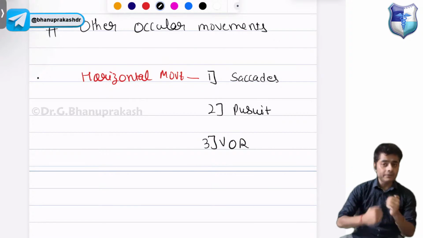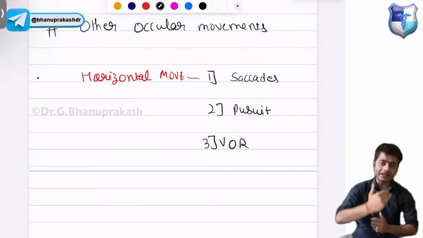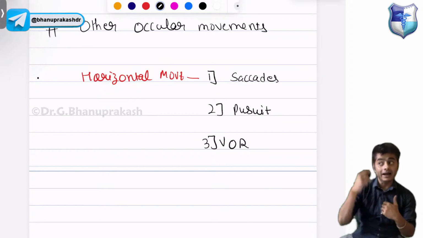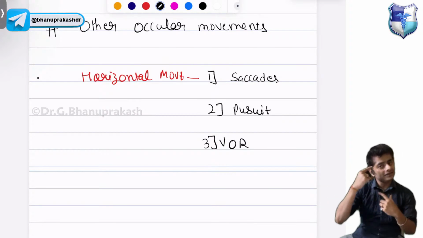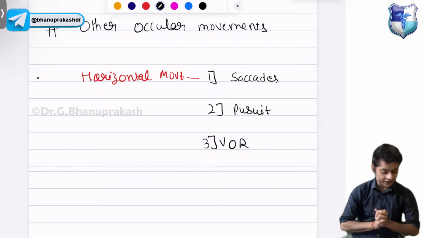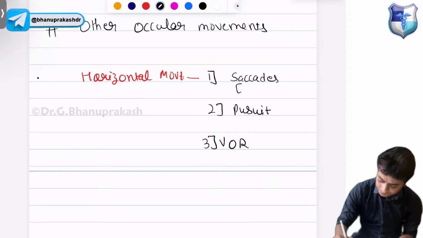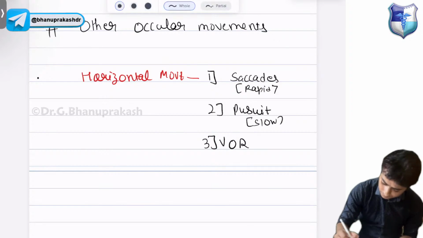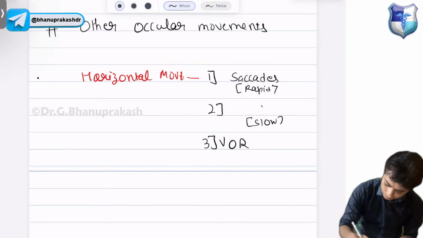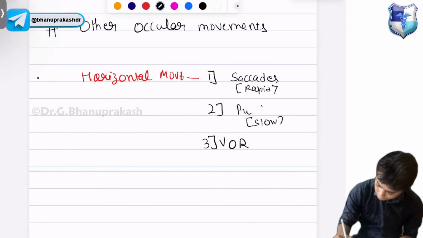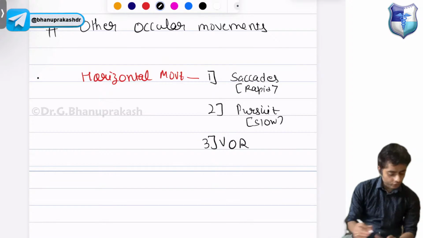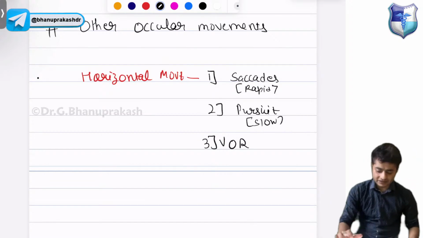But with saccadic and pursuit movements, some object is moving and I don't want to move my head, but I suddenly want to see that object, so my saccadic and pursuit movements will track it. Saccades are rapid movements and pursuit is slow. So we have understood the vestibulo-ocular reflex.